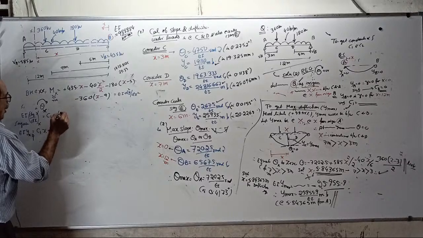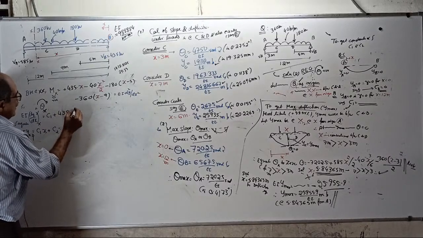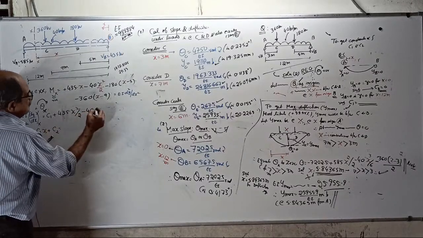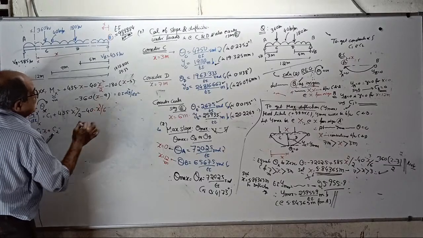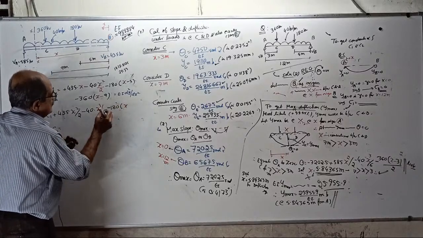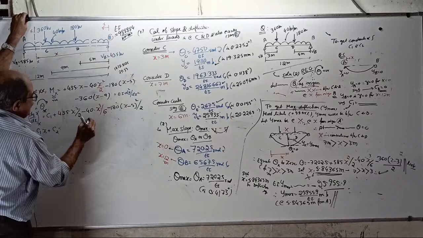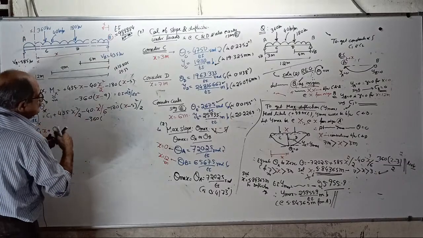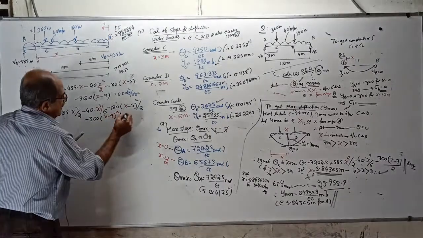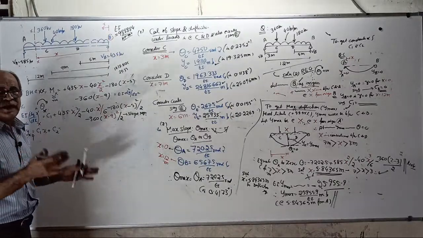C1 plus 435 into x square by 2 minus 40 into x cube by 6 minus 180 into x minus 5 whole square by 2 minus 360 into x minus 9 square by 2 is the slope equation.